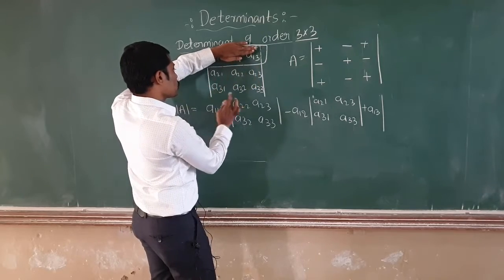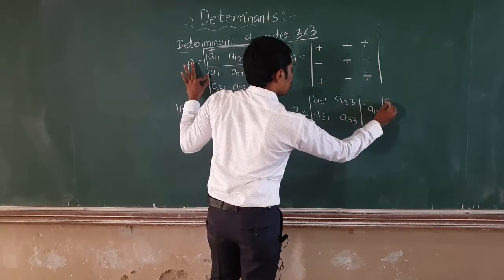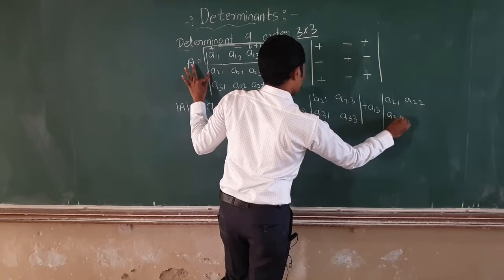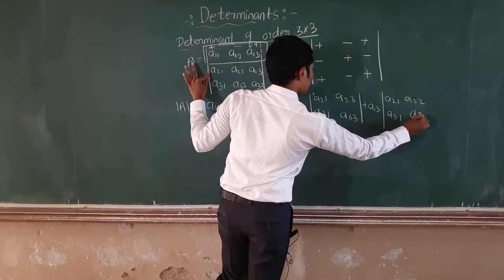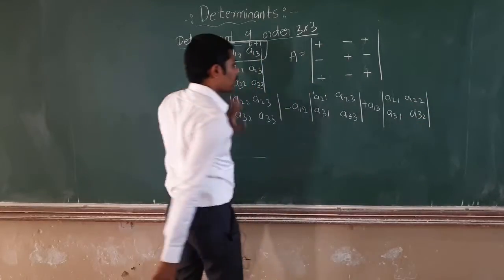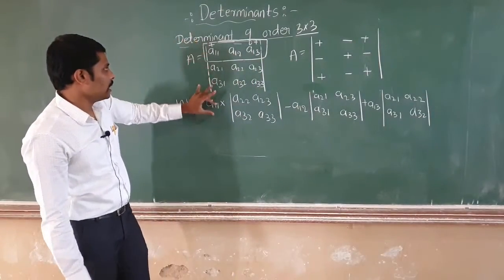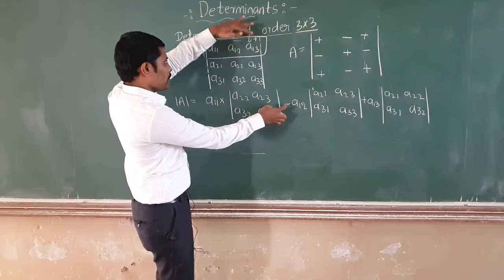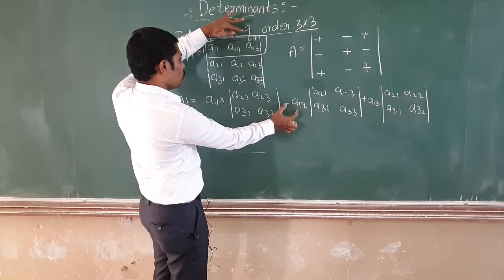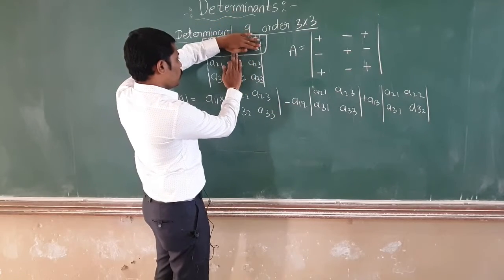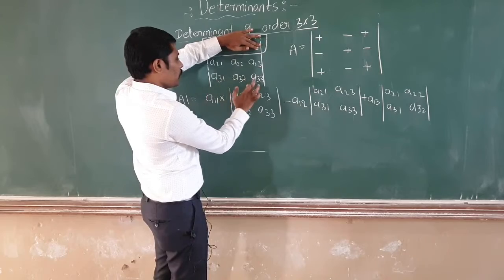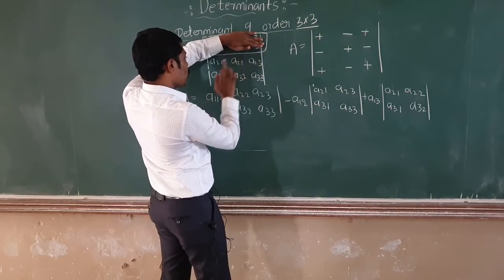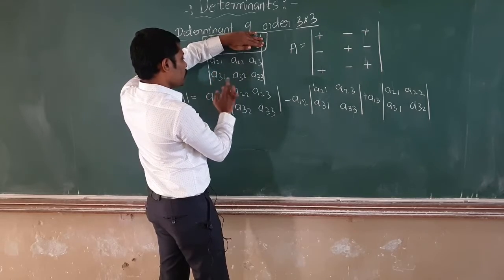you will get this 2 cross 2 determinant, right? That is A21, A22, A31, A32. I will repeat. First this element with sign, delete the corresponding row, corresponding column, you will get this 2 cross 2 determinant right here, minus second element A12, delete the corresponding row, corresponding column, you will get A21, A23, A31, A33 right here. Last one A13, delete the corresponding row, corresponding column, you will get A21, A22, A31, A32 right here.